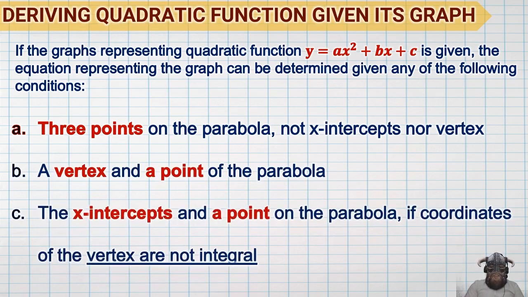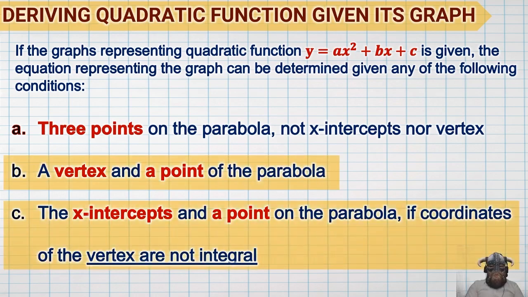Next is the x-intercepts and a point on the parabola if the coordinates of the vertex are not integral. So we have these three conditions wherein any of the following given from the parabola may do, but we'll just be focusing on these two given. So, given a vertex and a point on the parabola, we'll try to solve or identify the equation of the quadratic function. At the same time, we could also use the x-intercept and any point on the parabola, considering if the vertex is not integral.